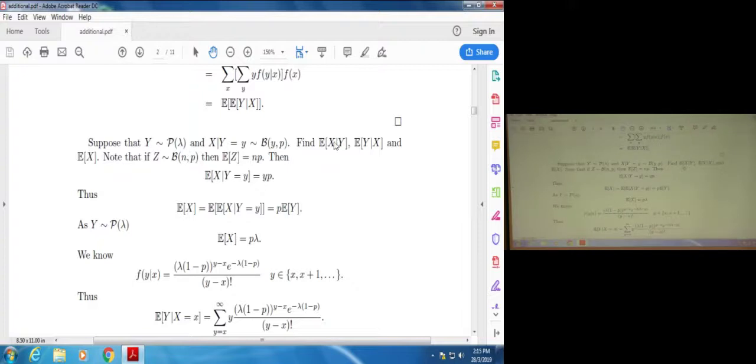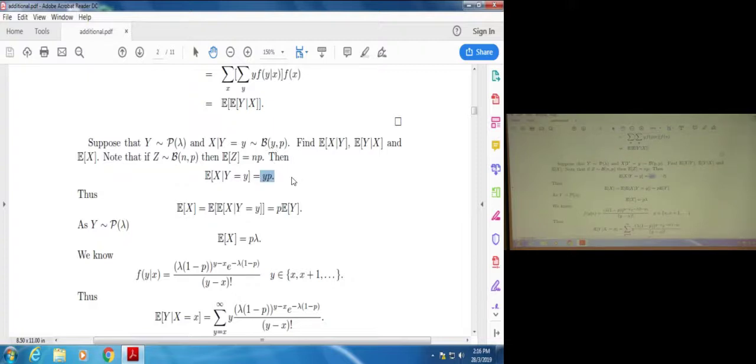Let's have a look at computing the expected value of x given y, y given x, and the expectation of x. This is fairly straightforward for a couple of these. Remember that if z is binomially distributed with parameters n, p, then the expectation of z is n times p. So the expected value of x given y is straightforward, because x given y is binomial y, p, so the expectation of x given y is y times p.